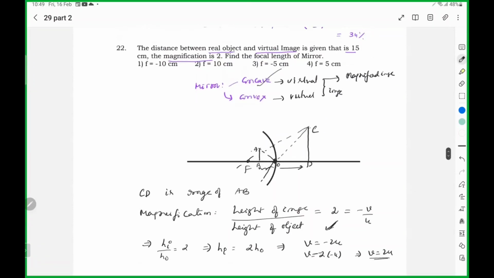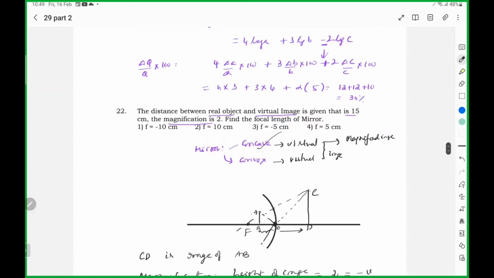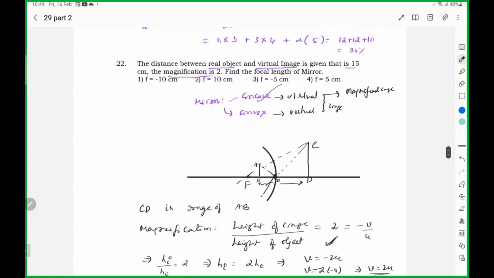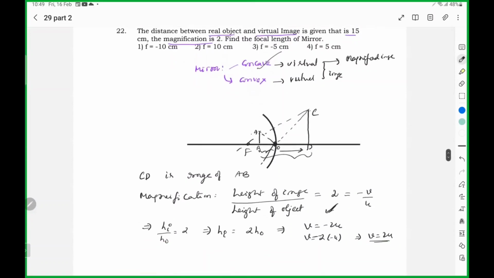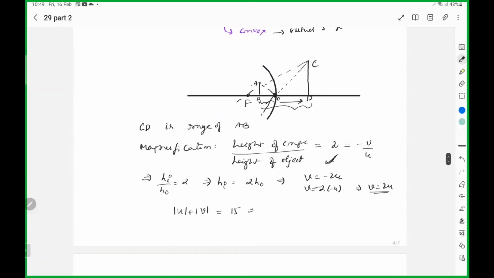What else he given is the distance between object and image, which is given as 15 centimeters. I took modulus because it is a distance.